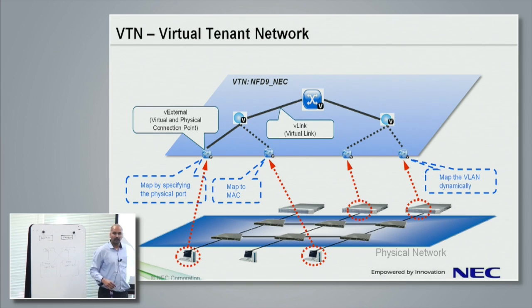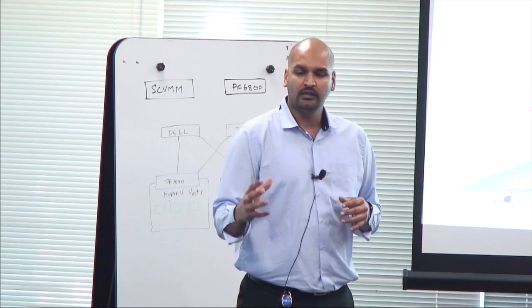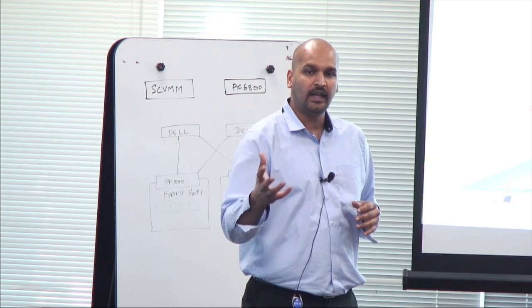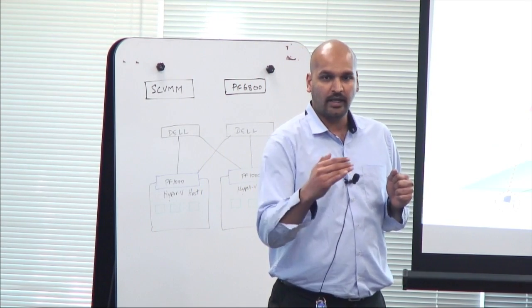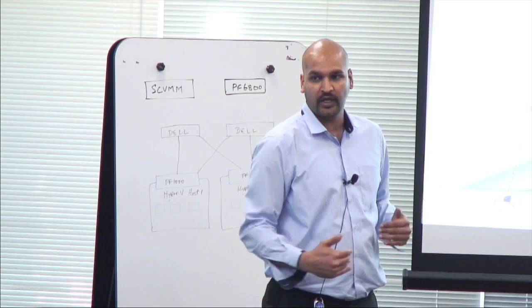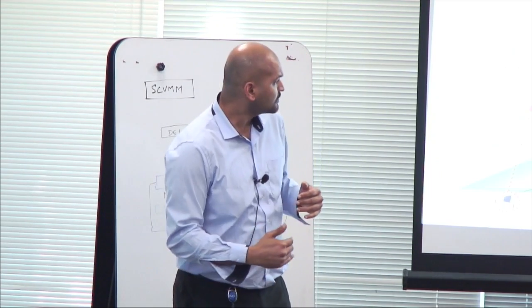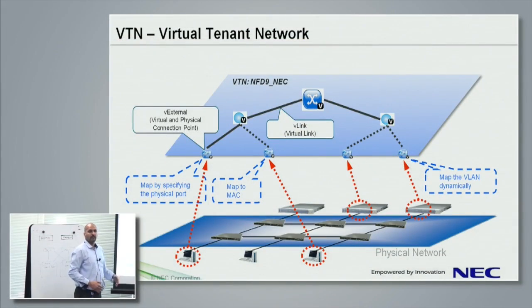And the third way is by using the VLAN mapping technique. It's a dynamic way of connecting the host to the VTN. In this case, the host will tag a VLAN ID to the packets that it sends into the network. Based on the tag information, the controller will be able to connect the host to the appropriate VTN. So these are the three ways that we can create a VTN and connect the end devices into the network.